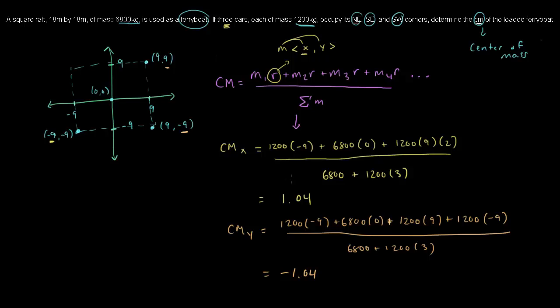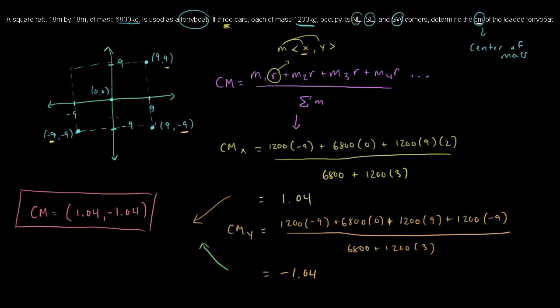And this time that should give me negative 1.04. So now you combine both of these quantities, and you get your center of mass to be the point 1.04 comma negative 1.04, and that is your answer. That's how you get the center of mass.